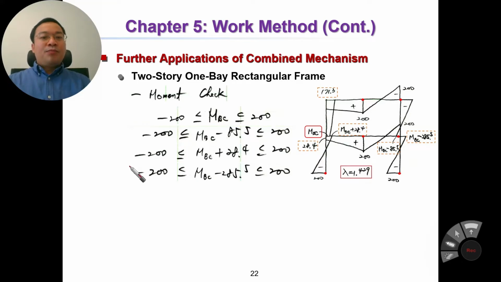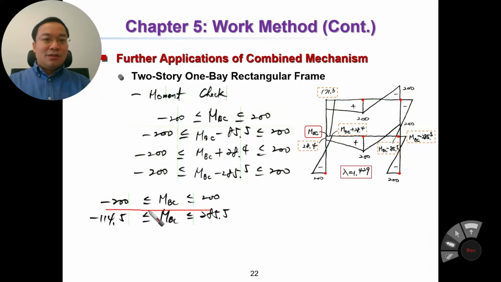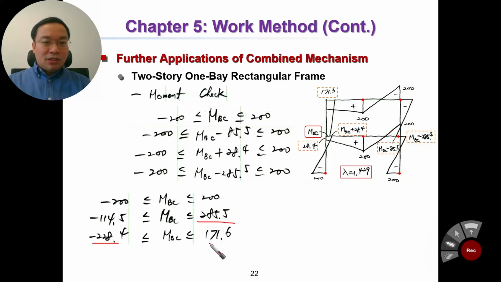Okay, so we have 1, 2, 3, and 4 equations. The first equation stays the same. The second equation becomes MBC in the range of minus 114.5 and smaller than this one. And the third equation becomes MBC greater than this one and smaller than this one. And the last equation becomes MBC greater than this one and this one.